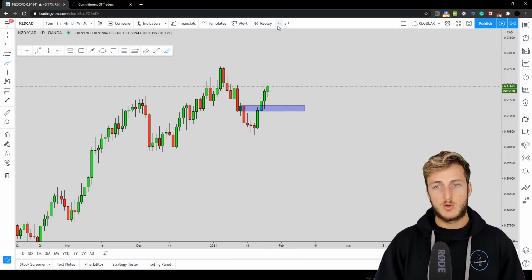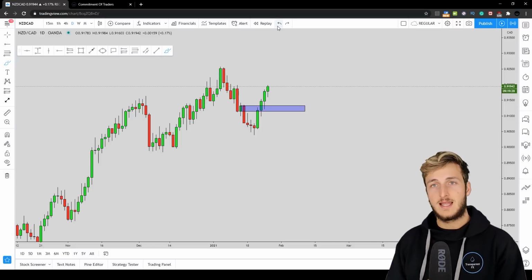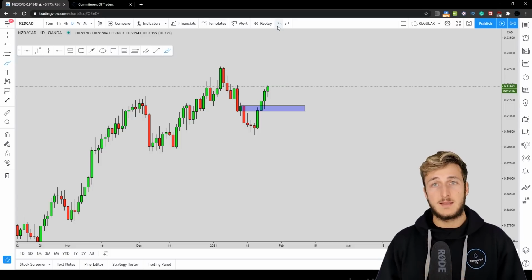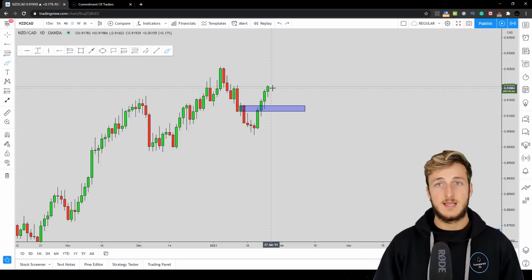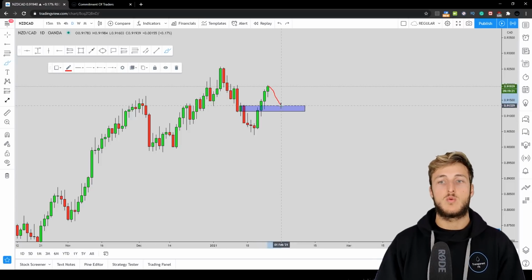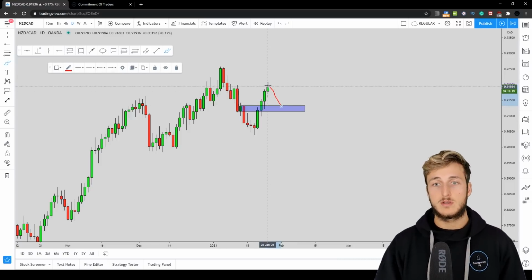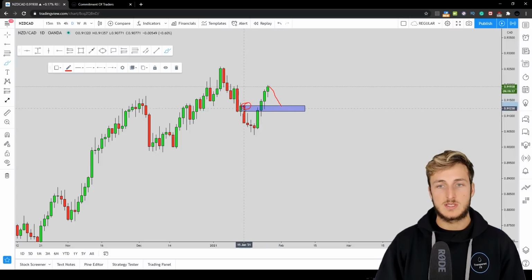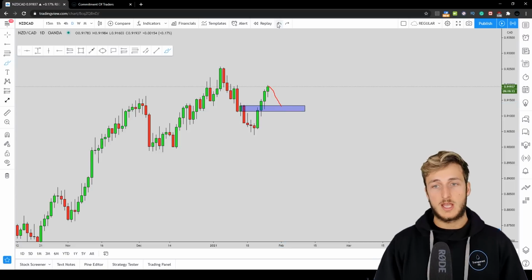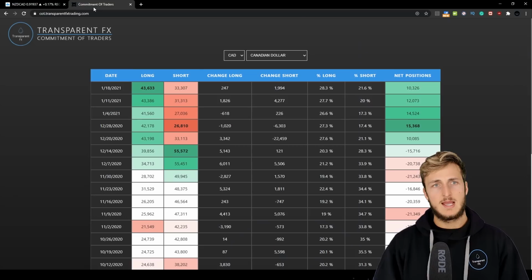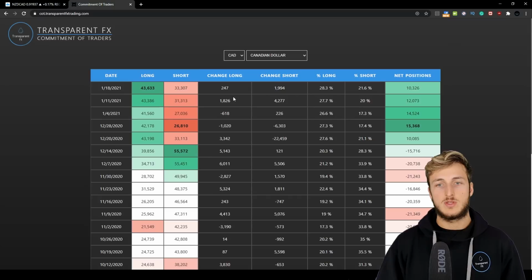resistance. So at the moment, by checking the monthly, weekly, and daily timeframes, we can see that the overall view for NZD CAD from a technical perspective looks quite bearish for a short-term retracement, at least to this area here, to complete this daily W formation and reject the weekly resistance. Now let's go and see what we have from a COT perspective.